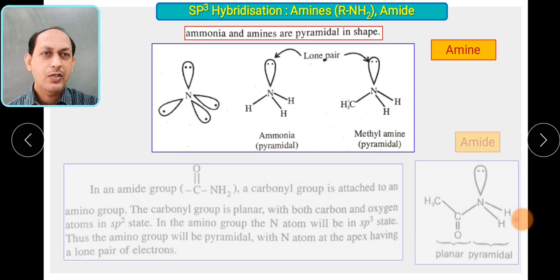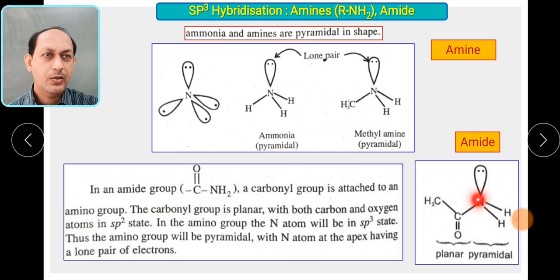Along with the amine, you can also expect the same thing for the amide, because amides have the bonding CH3, C double bond O, NH2. So these 2 parts, that is COCH3 and CONH2, are not in a plane, they are perpendicular to the plane. In the amide group, a carbonyl group is attached to the amino group. The carbonyl group is planar. So this particular part is planar.